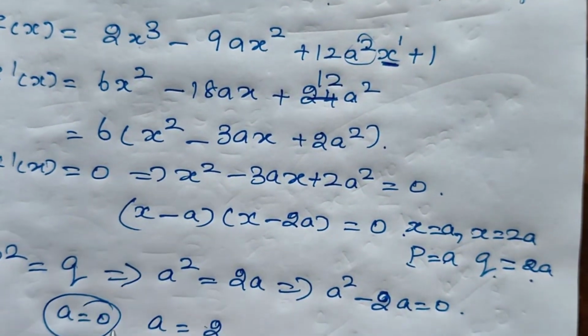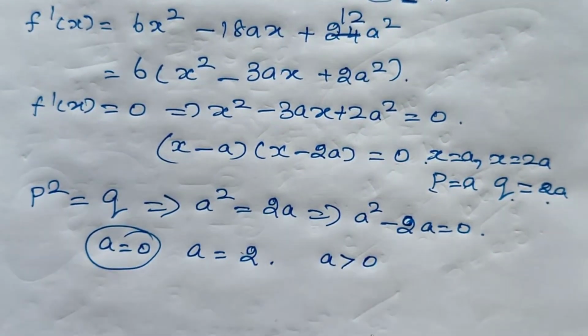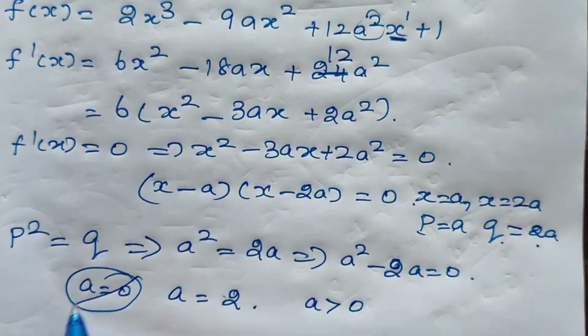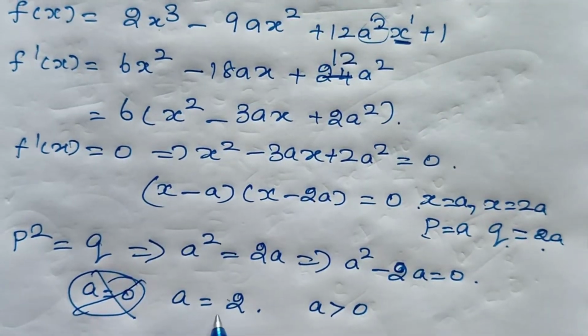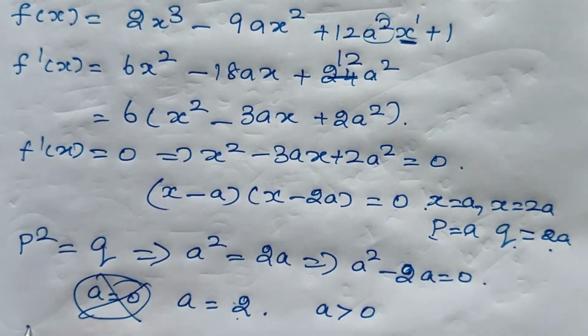But a cannot be 0 because it is given in the condition itself that a is greater than 0. Therefore a not equal to 0, therefore a equals 2. So now I have found the value of a.